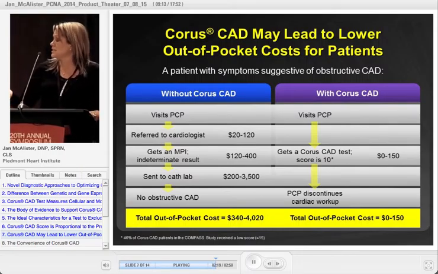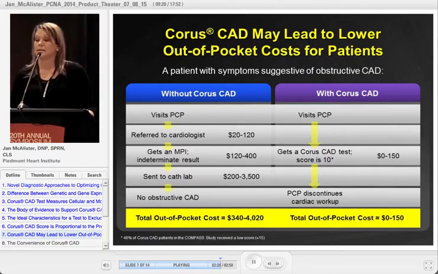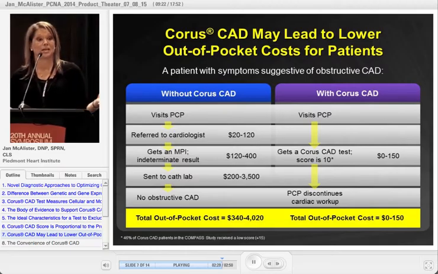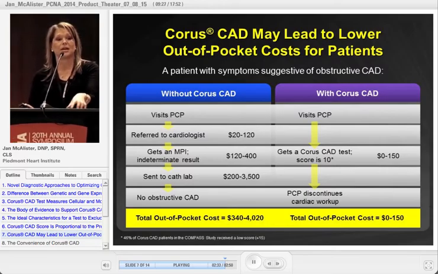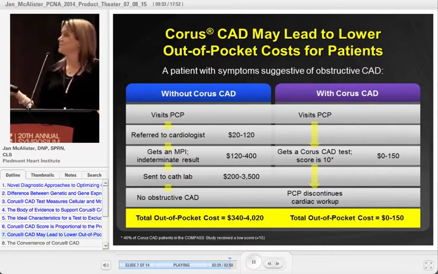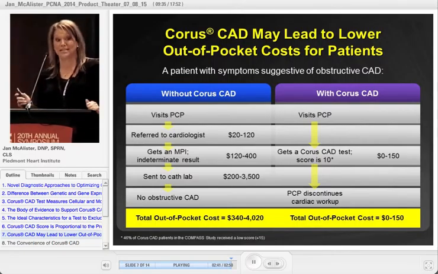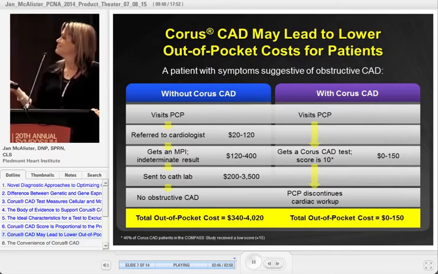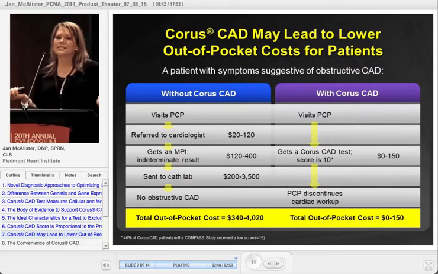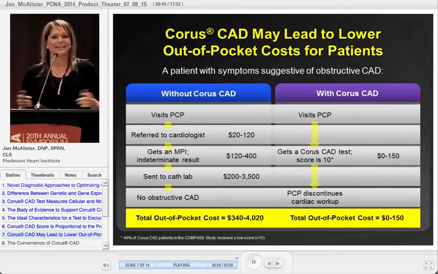So this individual had a Corus CAD test. The score is 10. So the patient, because we're all patient-centered, gets appropriate care, gets effective care, and gets to feel like they're important. And our insurance companies are happy because they don't have to pay for a cath. So this is what it looks like.